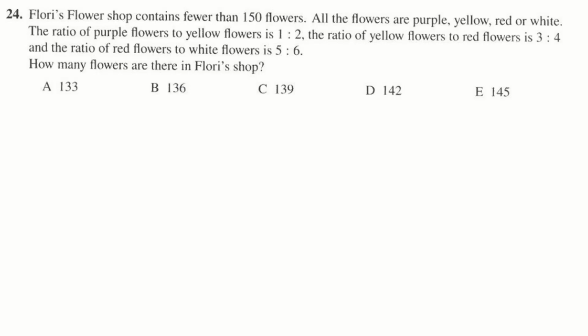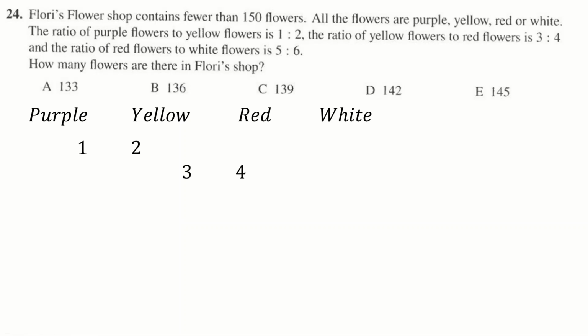This question was much nicer, a very standard GCSE question actually, not too much maths challengey about it really. You've got flowers in these colours. Purple to yellow is 1 to 2, yellow to red is 3 to 4, red to white is 5 to 6. Our aim here is to make all of these co-numbers match. So I don't want yellow having a 2-part here and a 3-part here. I want them to match.